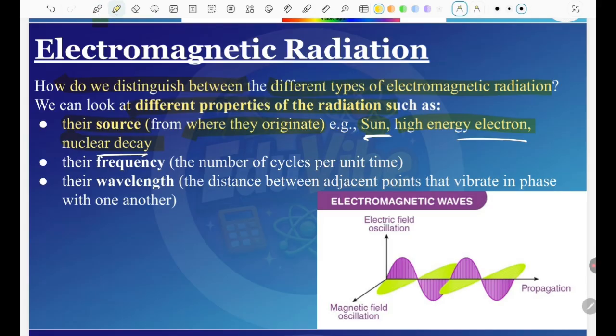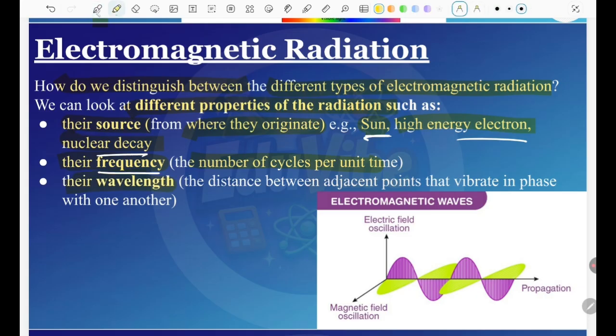The second property is the frequency. We learn more about frequency in this unit, and it is the number of cycles per unit time. In a particular amount of time, the number of cycles of electromagnetic radiation is called the frequency. So it also depends on the frequency.